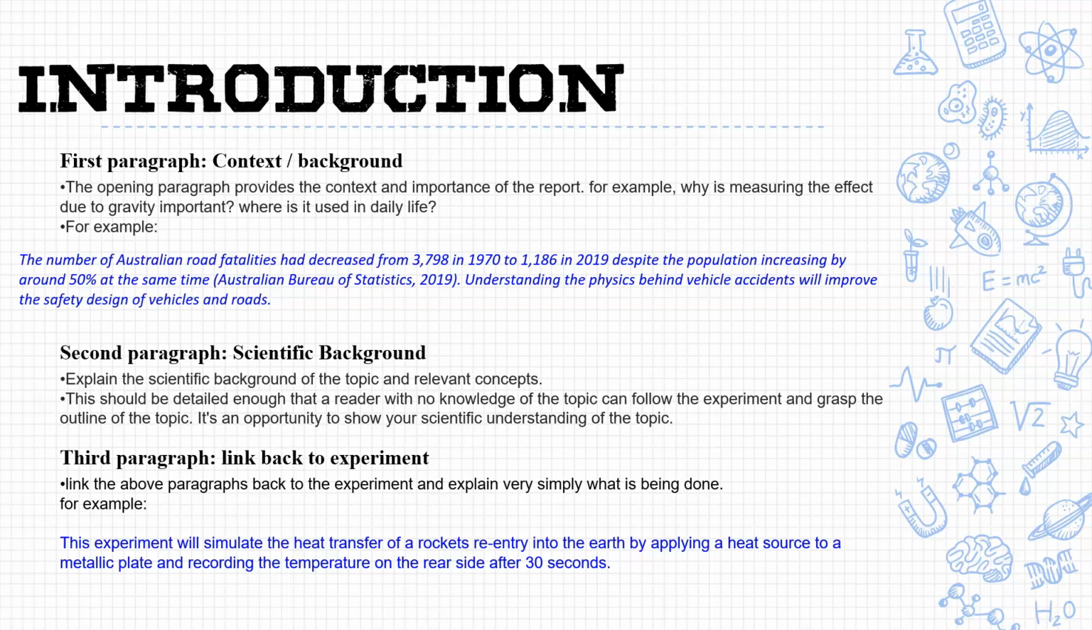And then the third paragraph, and this is often really short, maybe just a sentence, links back to what you're actually doing in the experiment. So we've started off by going, this is why you should care. This is what you need to know about the background science. And now we go, by the way, this is what we're doing in this experiment. So, an example: this experiment will simulate the heat transfer of a rocket's re-entry into Earth by applying a heat source to a metallic plate and recording the temperature of the rear side after 30 seconds.